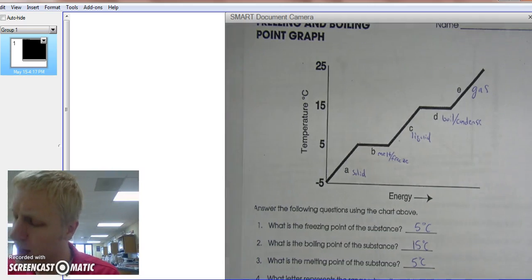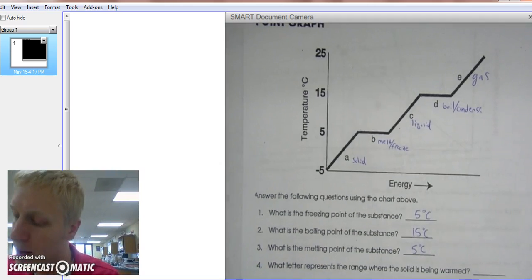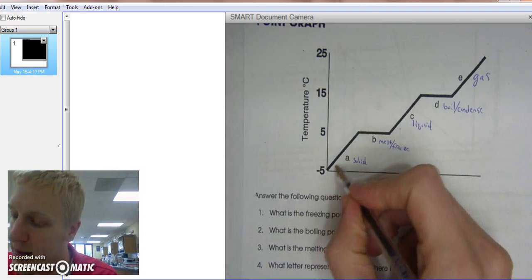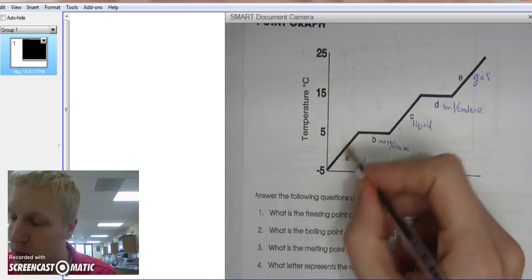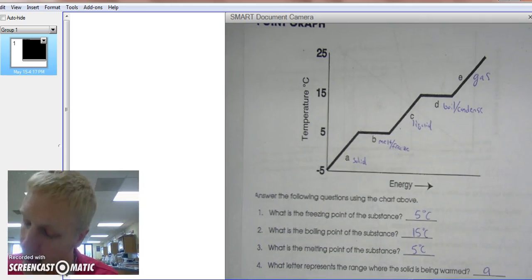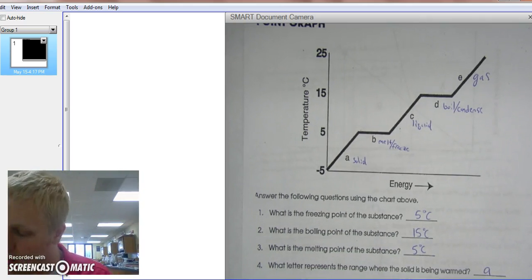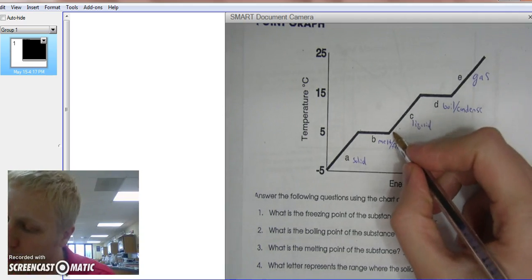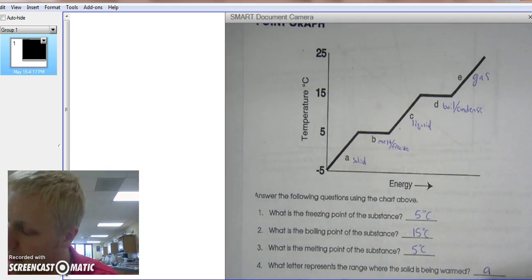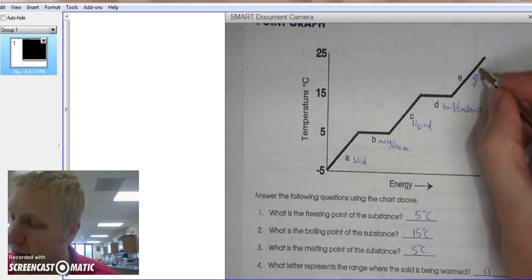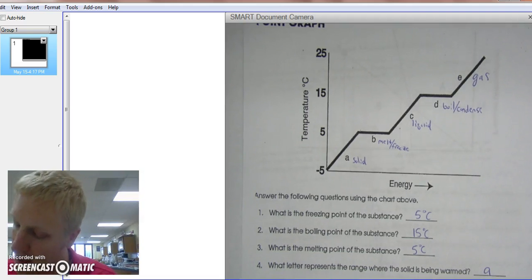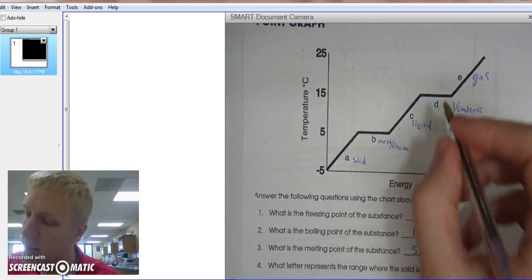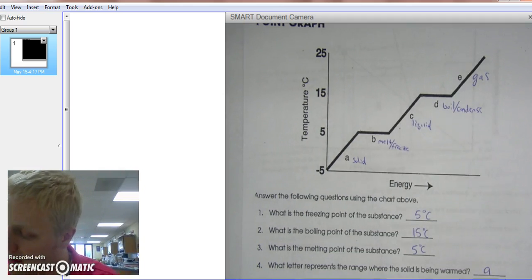What letter represents the range of the solid being warmed? Alright, the range that the solid is being warmed, that's right here. Solid, cold solid, warmer solid, A. And then number 5, what letter represents the range where the liquid is being warmed? Right here, liquid is being warmed, that's C. And then a vapor being warmed, that's E. Number 7 says, what letter represents the melting of the solid? That's B. What letter represents the vaporization of the liquid? That's D, vaporizing or condensing.